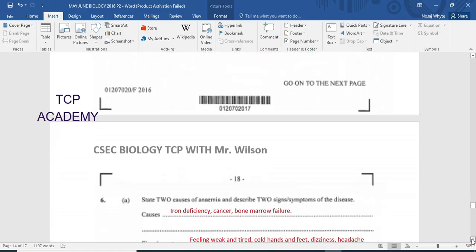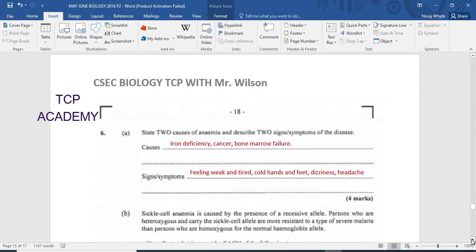And we move on to question number 6, which is the final question, a pretty interesting question. State 2 causes of anemia and describe 2 signs and symptoms of this disease. Now the causes of anemia, there are so many, but the first one that will pop on anyone's lip is iron deficiency. If you have cancer, you could have anemia. If you have bone marrow failure, that could also cause anemia. Signs and symptoms include feeling weak, feeling tired, having cool hands and feet, becoming dizzy, that's a popular one, and having a headache. So feeling weak, dizzy and headache are some of the common signs of anemia.